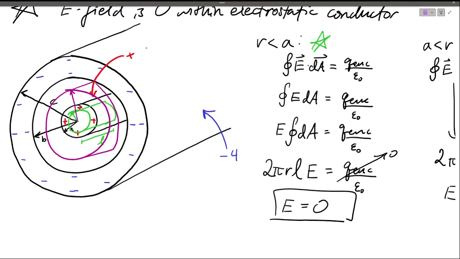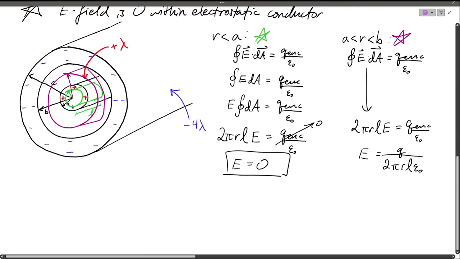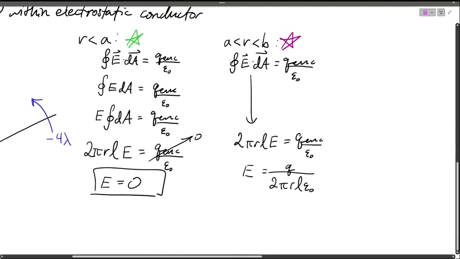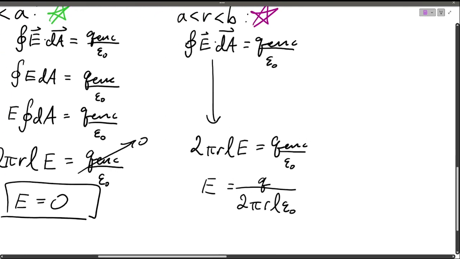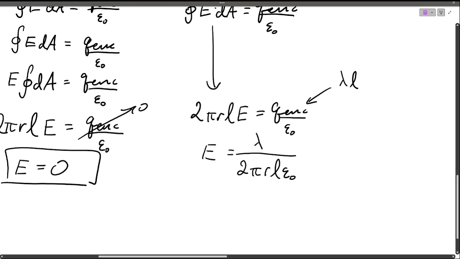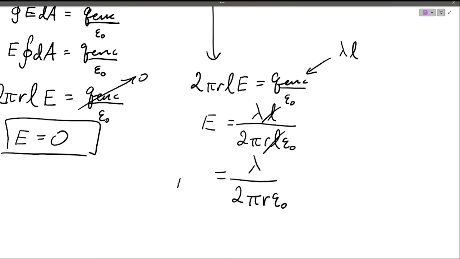No, that is right. Yes, plus lambda and minus 4 lambda. Linear charge density, which is to say per unit length of this cylinder, there is that much charge on it. So when we substitute in for Q enclosed, we find the actual charge would be lambda times L. The L's cancel out, and there we get the correct expression, lambda over 2 pi r epsilon naught.